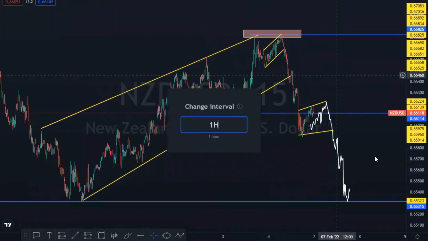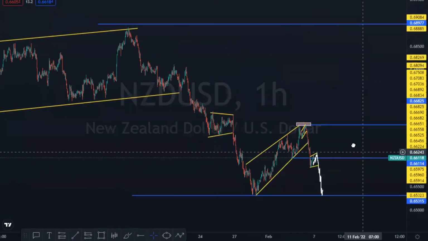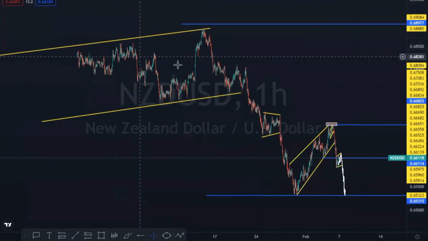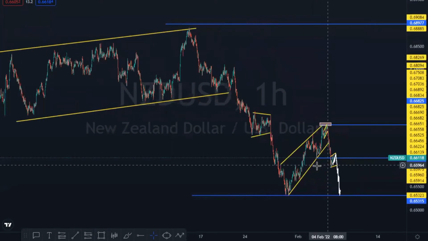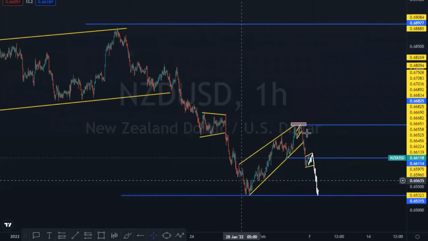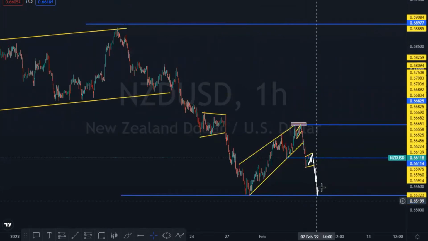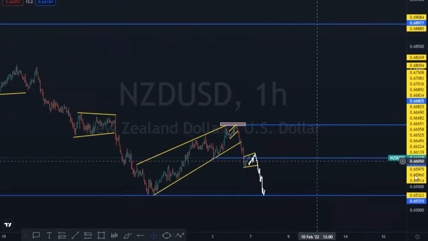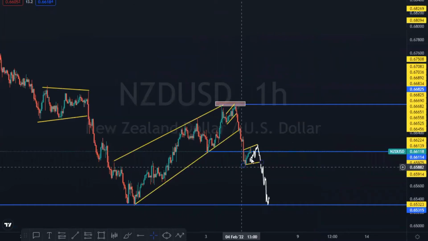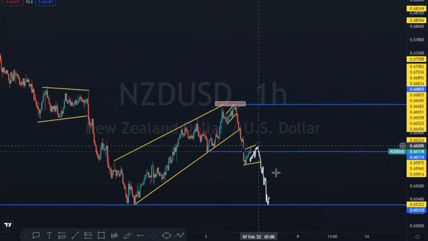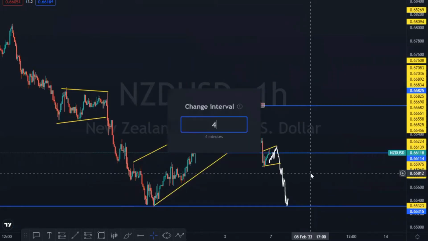So let's just do a recap before we move into the next pair. Like I said, we have been trending to the downwards. Right now the price action has just presented a rising wedge, which is a continuation to the downside, right? So for now, we can wait for this correction to mature. After it matures, then we can take an entry going to the downside. So let's move down to the next pair.